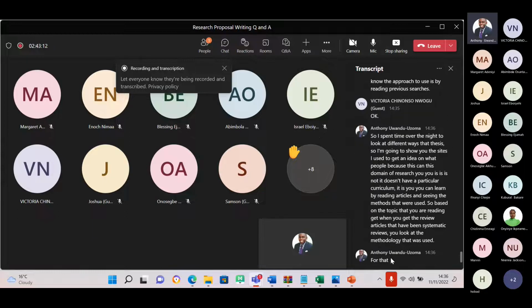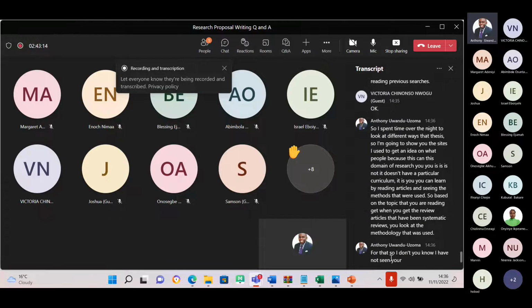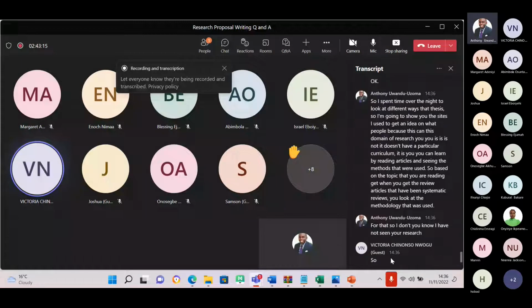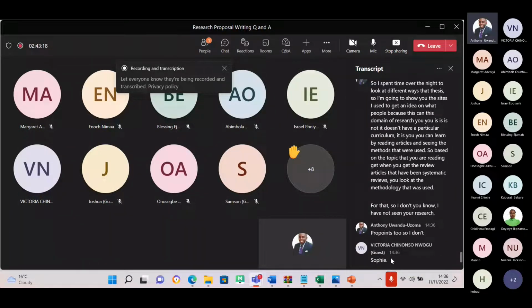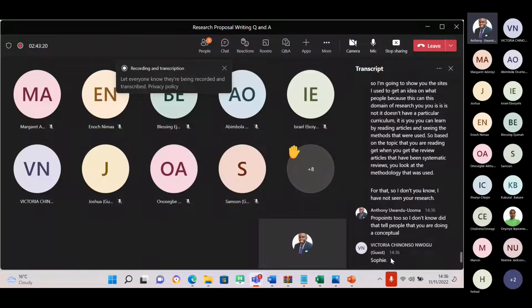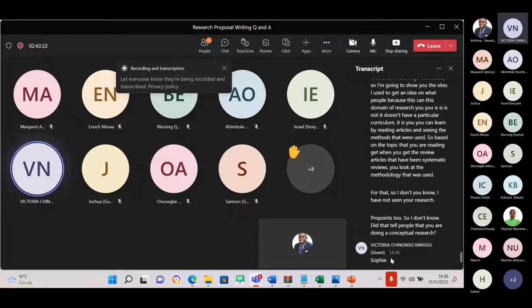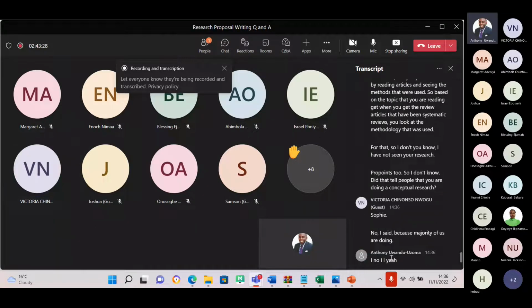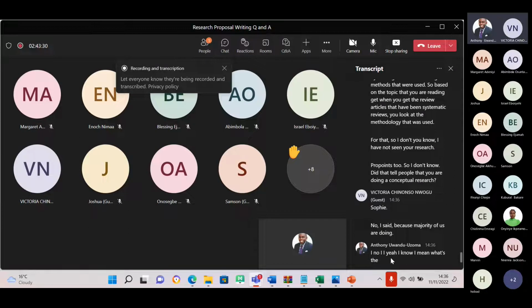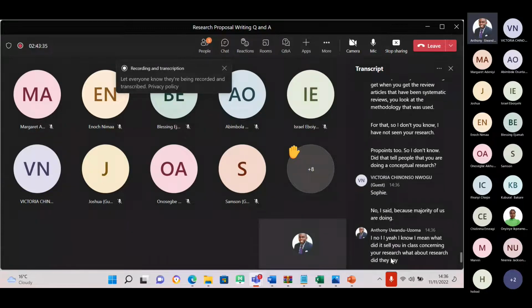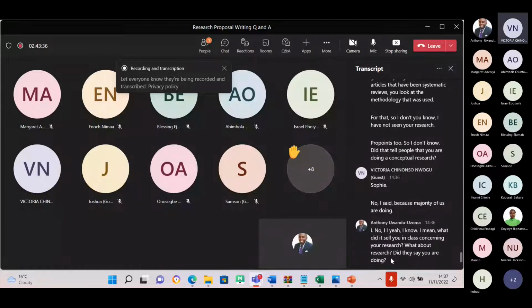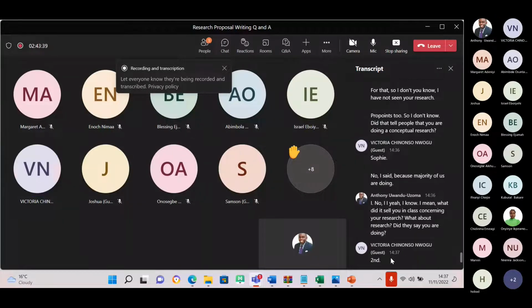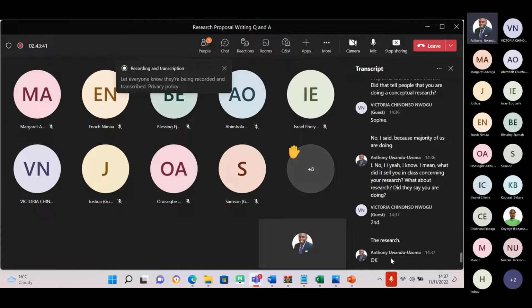I've not seen your research topic PowerPoints, so I don't know. Did I tell people that you are doing a conceptual research? No, I said the majority of us are doing secondary research. Yeah, I know. I mean, what did they tell you in class concerning your research? What type of research did they say you are doing? Secondary research. Okay. Did they say conceptual research?